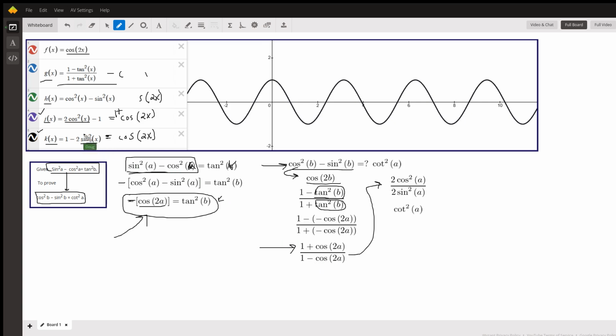In other words, I'm going to transpose this term here, this term here. And the 2's cancel out. Cosine squared over sine squared is cotangent squared A. So I've shown if this is true, then this is true. And then I transform this into cotangent squared A by using double angle identities and this given information.